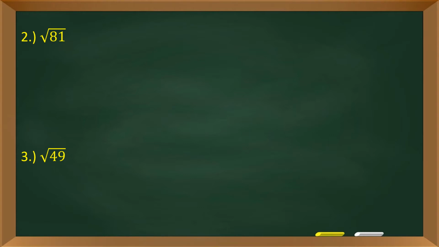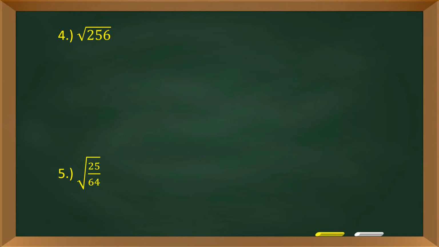Okay, another example, the square root of 81. What is that number that when you multiply it by itself, the result is positive 81 or 81? So, nakapag-isip na tayo? Yes, of course, that is 9. No, but not only 9 or not simply 9, but it's positive and negative 9. How about 49? Yes, that's 7. So, positive and negative 7 because 7 times 7 is 49.